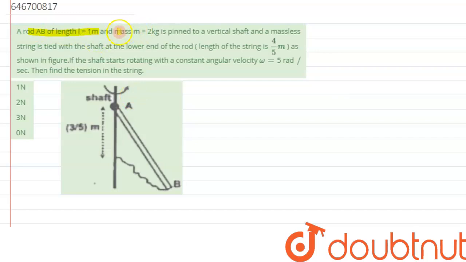Hi everyone, so we are given a question which says a rod AB of length 1 meter and mass 2 kg is pinned to a vertical shaft, and a massless string is tied with the shaft at the lower end of the rod. The length of the string is given as 4 by 5 meter as shown in the figure. If the shaft starts rotating with constant angular velocity omega, that is 5 radian per second, then we need to find the tension in the string.